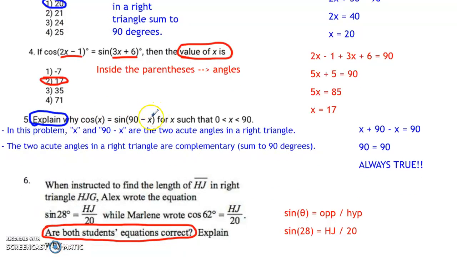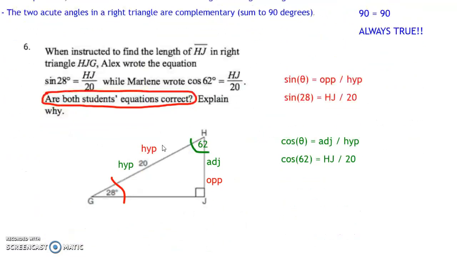Explaining why these two are equal to each other, well, we know that this and this are angles, just like before. We add them together to equal 90, and we get the equation 90 equals 90, which is always true, which means the two acute angles in a right triangle are complementary. They sum to 90 degrees.